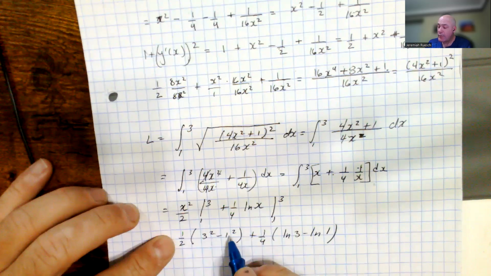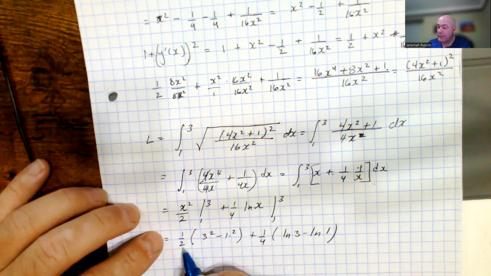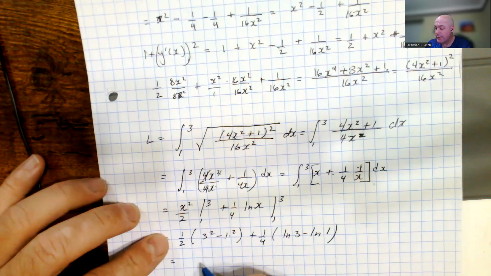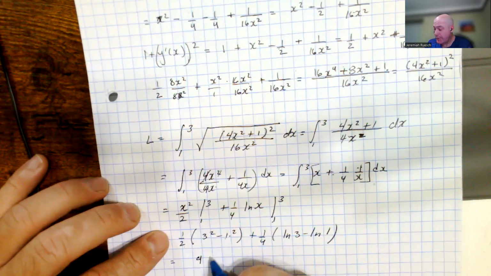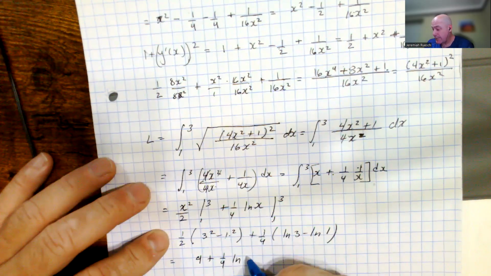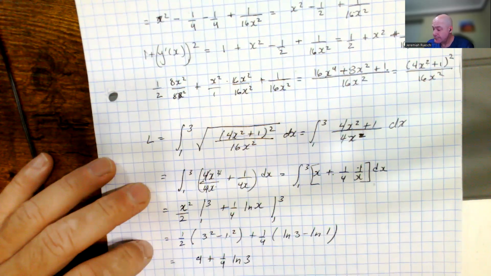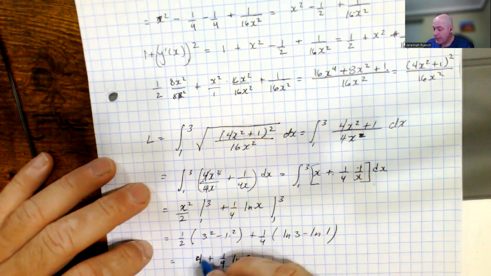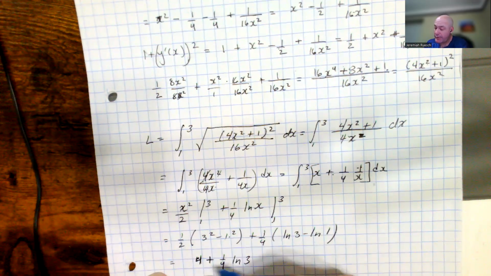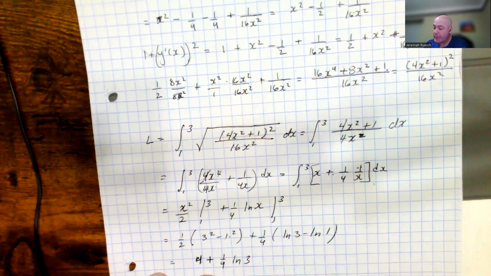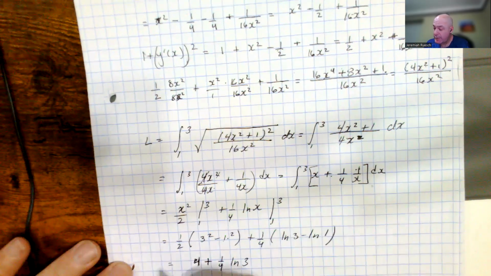This is 9 minus 1, so this is 8. Half of 8 is 4. Okay. And then we have 4 plus 1/4 natural log of 3. Okay, so we could simplify it a little bit more. We could factor out a common term, or we could use this up here as an exponent. But that is good for now.